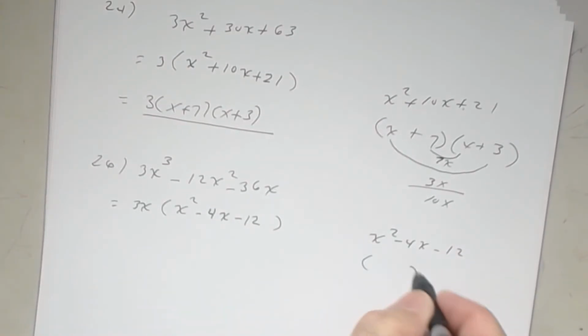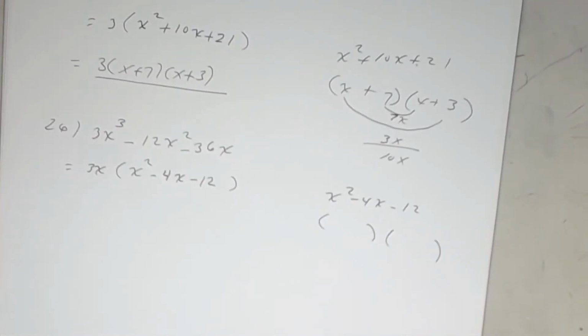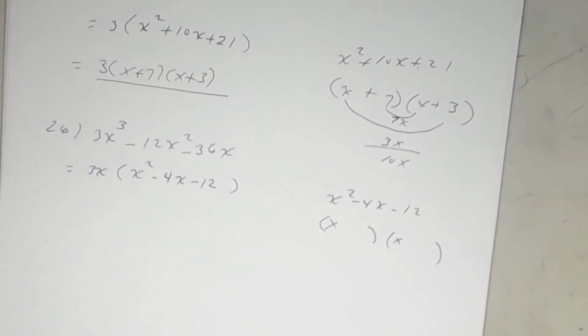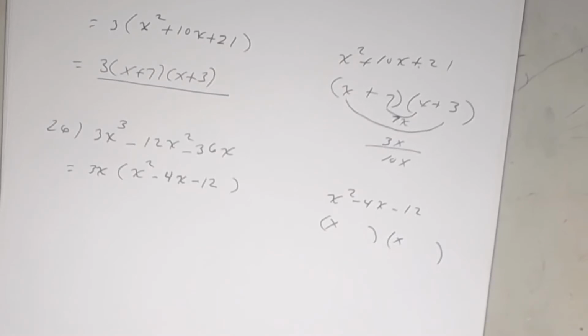Okay, so let's do the two binomials now. x and x. All right, what about 12? Let's not worry about the negative yet. Let's talk about the 12. What are the possibilities for 12? 3 and 4, 6 and 2, 12 and 1. What do you want to try? 3 and 4.